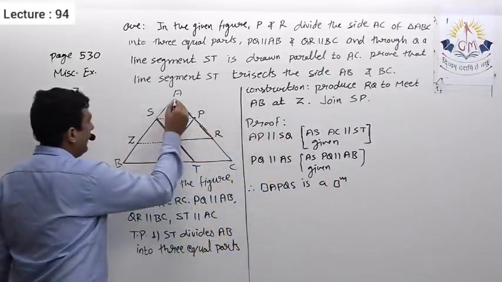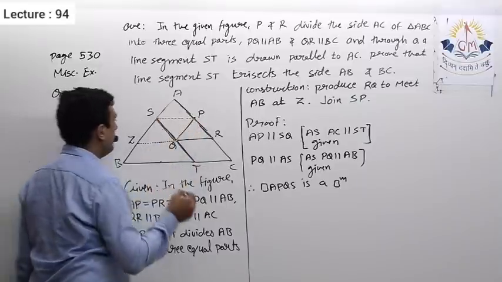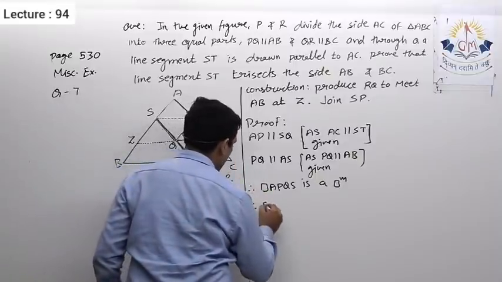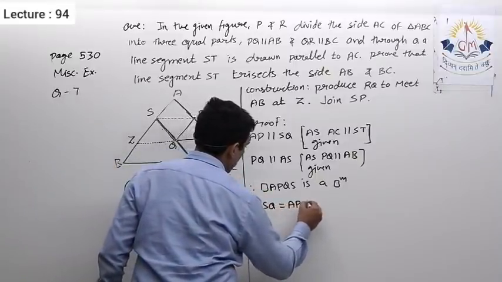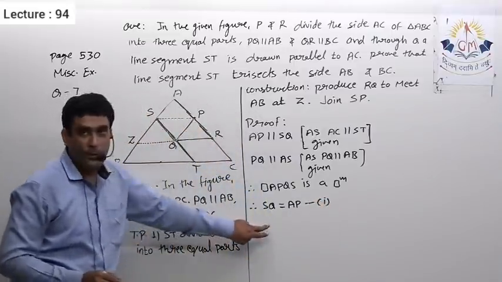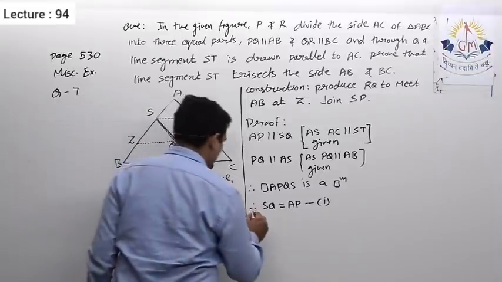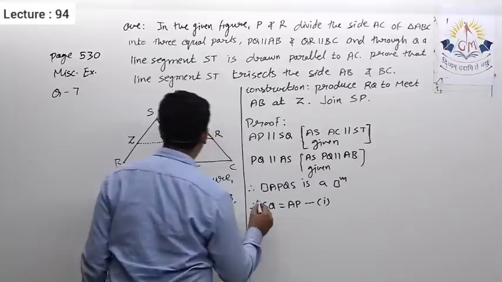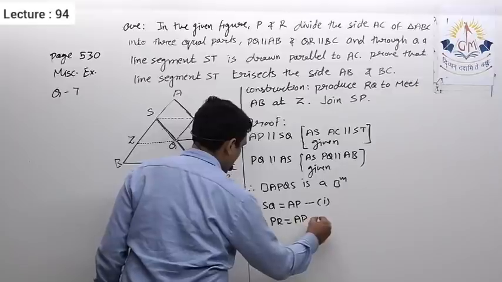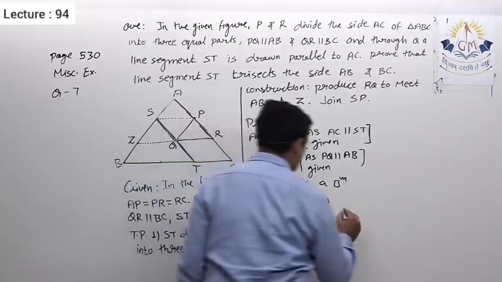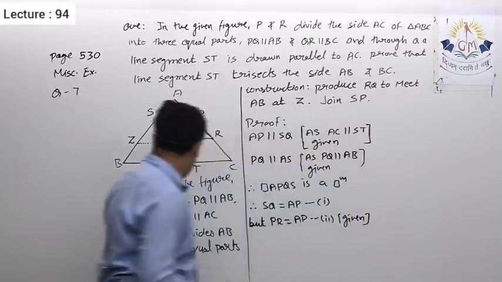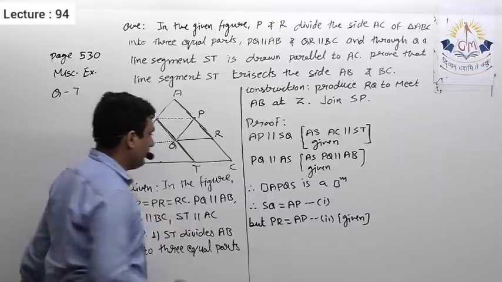APQS is a parallelogram, that gives me SQ equal to AP. Therefore, SQ is equal to AP. Let it be first. Why SQ equal to AP? Because opposite sides of a parallelogram are equal. But we have PR equal to AP. That is second. Why PR equal to AP? That is given.